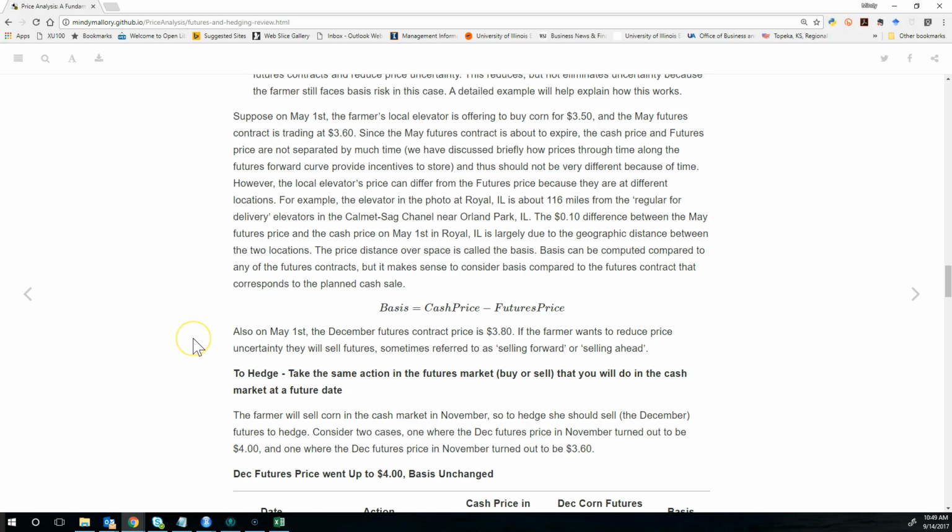So let's consider this example where on May 1st, the farmer sees that the December futures contract price is $3.80, and they say, looks good to me. I'm going to sell futures, and that's my hedge on price risk. Sometimes it's called selling forward or selling ahead. And to do that, and this is a key to remember in this class, anybody who's hedging needs to take the same action in the futures market, and that means buy or sell, that you do in the cash market later.